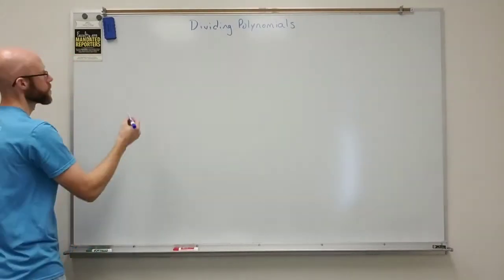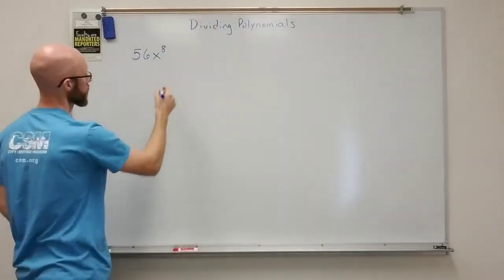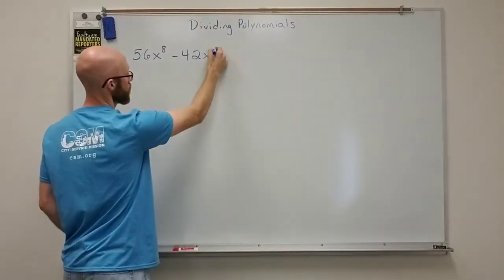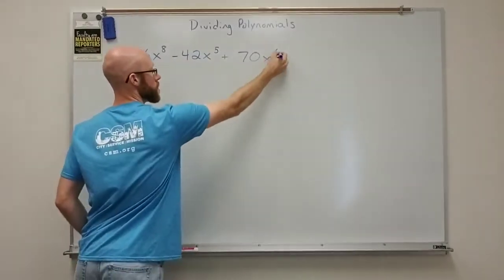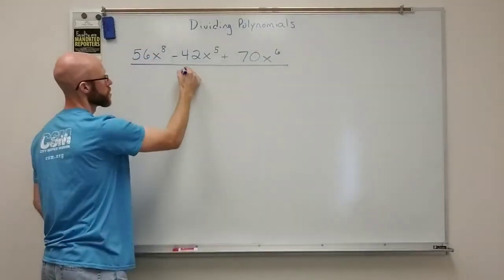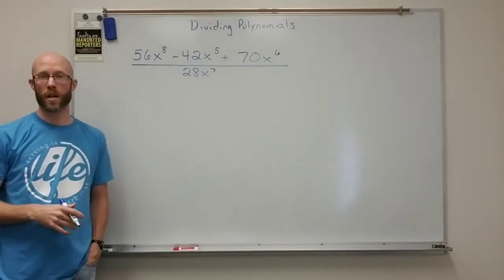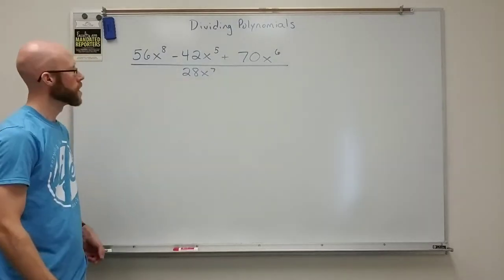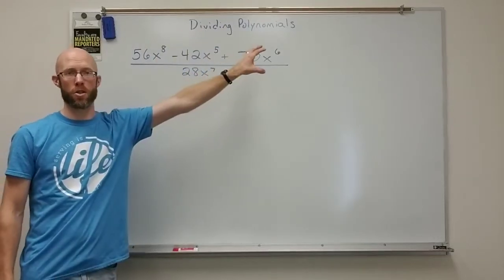Let's look at something like 56x to the 8th minus 42x to the 5th plus 70x to the 6th, all divided by 28x to the 7th. Okay, so again, we've got larger numbers to deal with than what maybe we're used to or familiar with, but it's okay. And again, this monomial on the bottom is going to split up to all three terms on top.